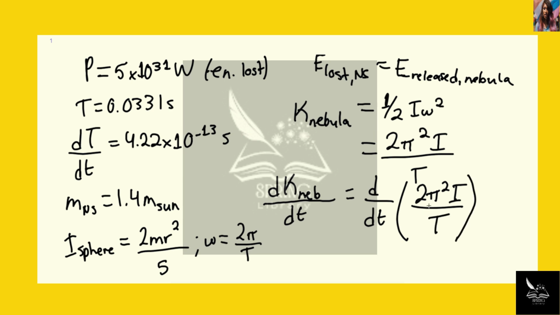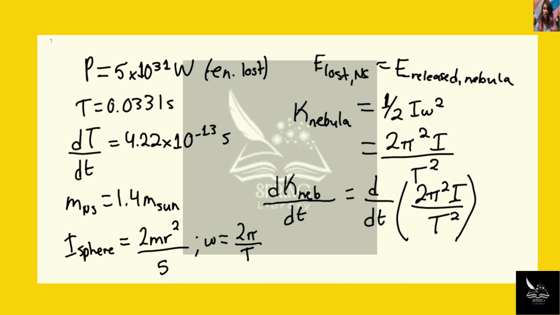We're going to have to multiply this here by T over T. And when we do that, we're actually going to be able to see, this would be T squared. We're actually going to be able to relate it to the power lost by the nebula and find our moment of inertia of the neutron star.